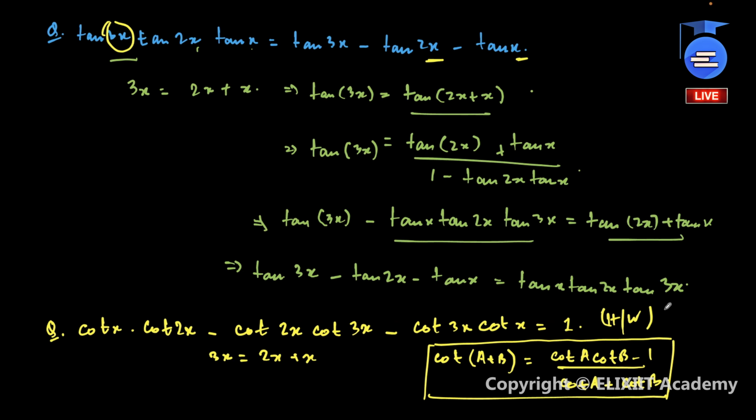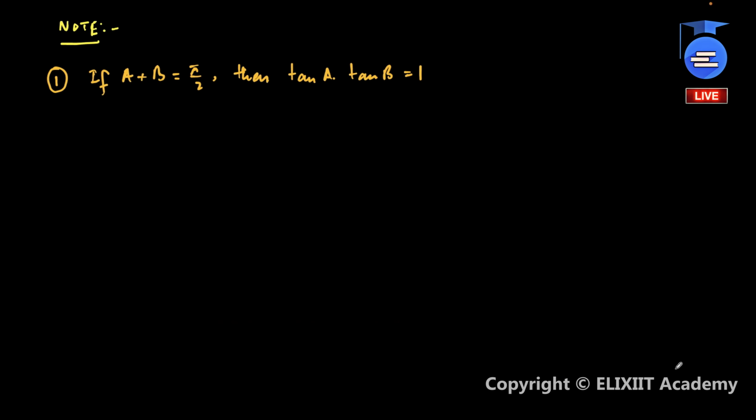Okay, let's see some important points now. You may write this down as a note. These are important points which you have to remember. Important points and observations. You write this down as a note somewhere, and these are the points which you need to remember. Actually, there have been questions previously, so obviously these are important points. Okay, here we have the first point. It says if a plus b is equal to pi by 2, then tan a times tan b is equal to 1.